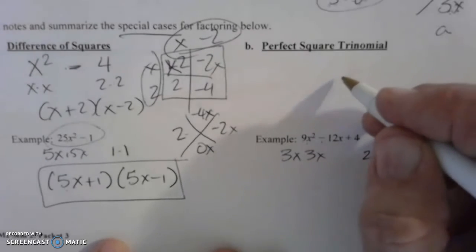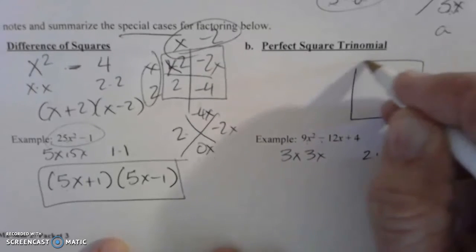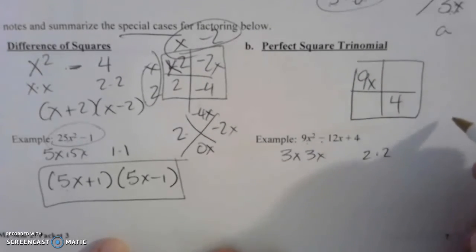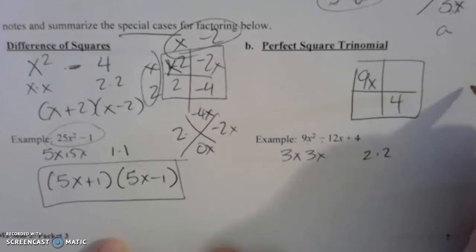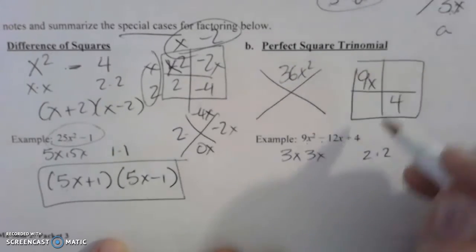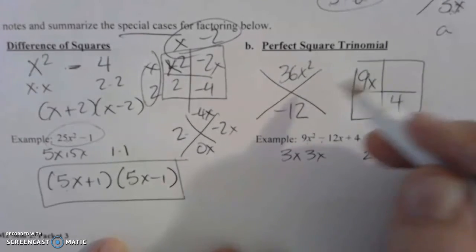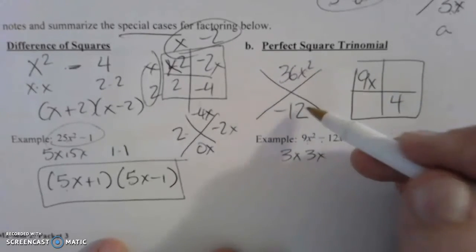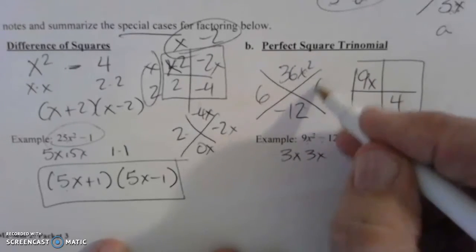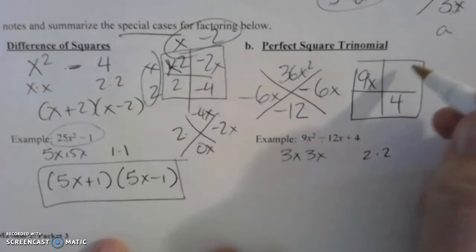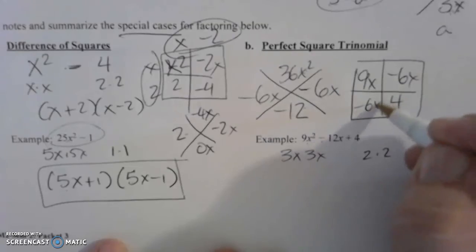Let's go here to our little box. I'm going to get 9x and I'm going to get 4. So when I do cross products, I'll do the cross products on this side. Get 36x squared, that middle number goes on the bottom. What can you think of that multiplies to 36 that I can get a 12 out of? How about 6 and 6? I need a negative 12, so they're both going to have to be negative. So negative 6x, negative 6x.